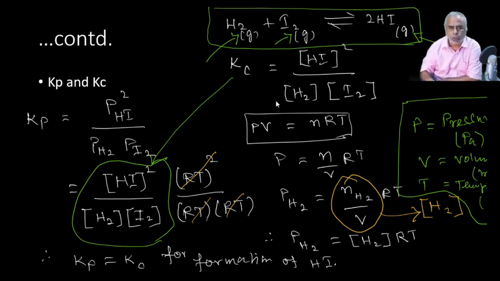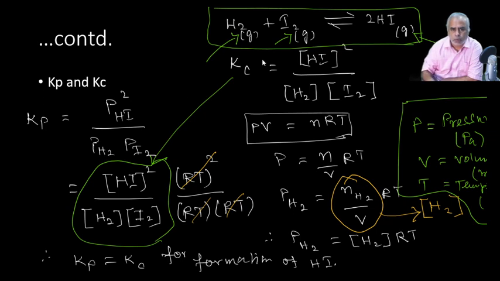Now when we calculate the Kc according to the law of mass action, we take the concentration of the product raised to the power 2, [HI] whole squared, and this square bracket represents active mass, whole divided by the concentration of H2 into concentration of I2.